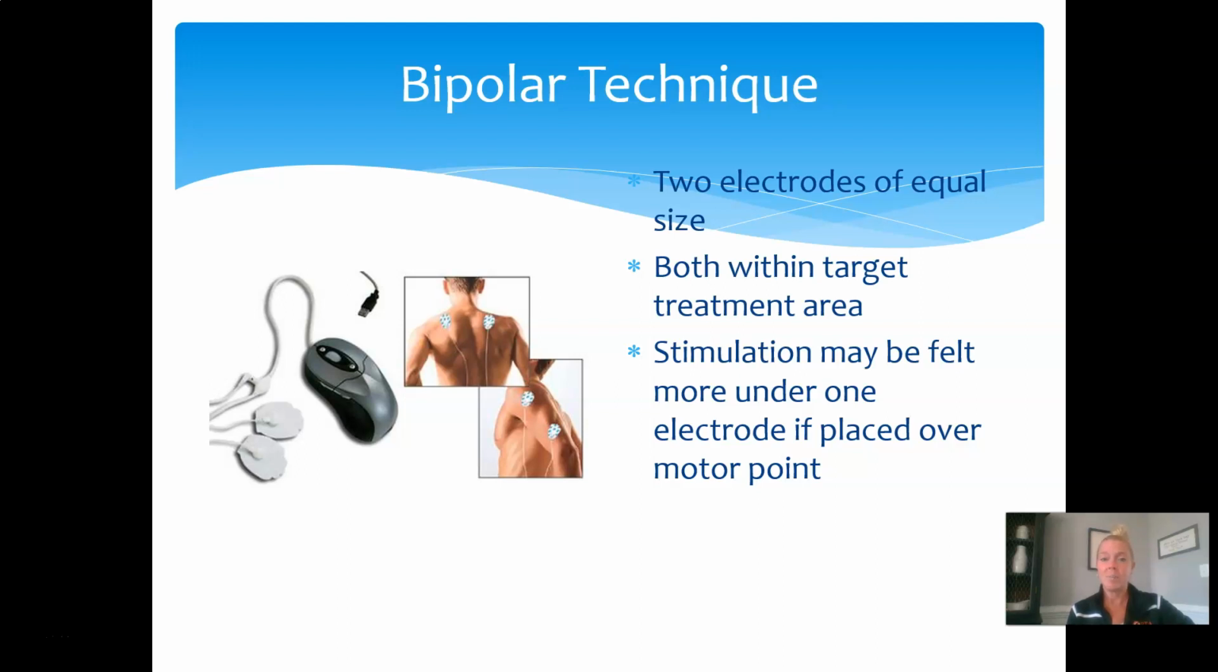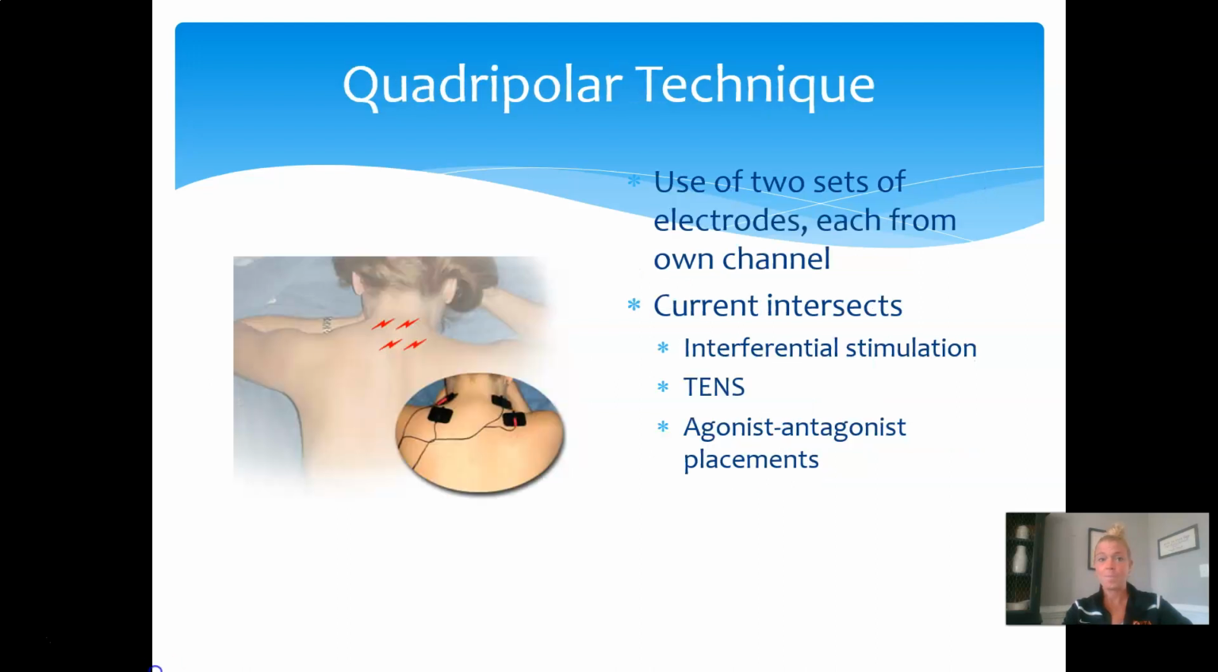So both of these electrodes are going to be placed within the target treatment area. Again, stimulation may be felt more under one if it's placed over a motor point or a stimulation point, but it should be pretty equal because we're using equal sized electrodes. The person should feel the stimulus pretty equally under both of them. Again, if they don't, stop it, try to rearrange them and see if that helps at all. But with the bipolar technique, again, it's 2 electrodes, they are the same size, and they're both going to be placed in the target treatment area. We're going to use this for muscle re-education, a little bit of pain control, maybe some edema control as well.